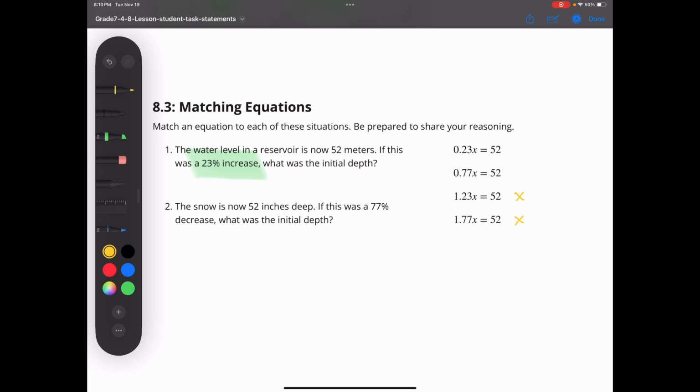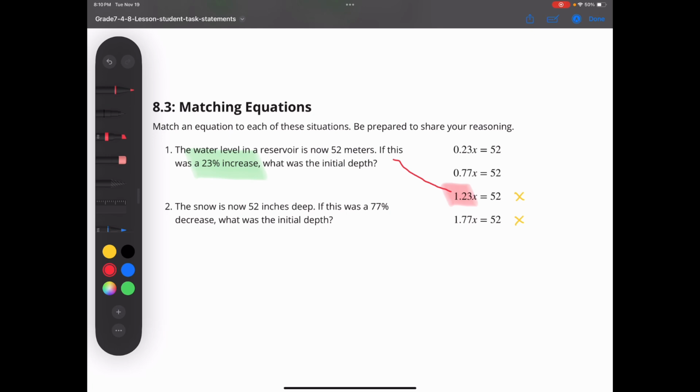The other two are going to be decreasing, because this decimal, 1.23, is going to be increasing x. Sort of like we saw in the previous problem with interest. When you're getting interest, it'll increase. So increase the x to 52. And that would make this equation the one increasing to 52 meters.